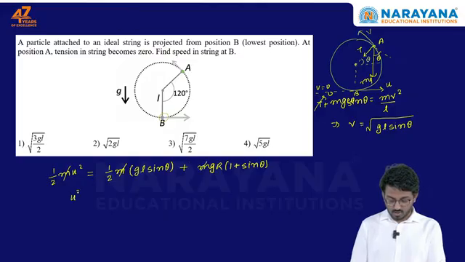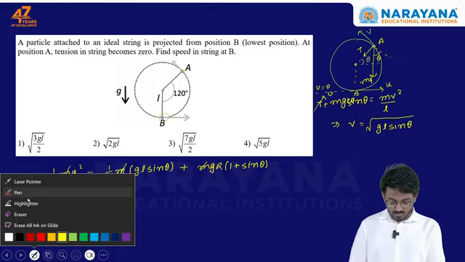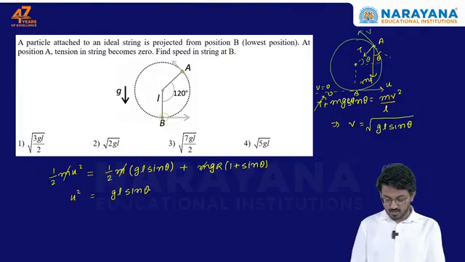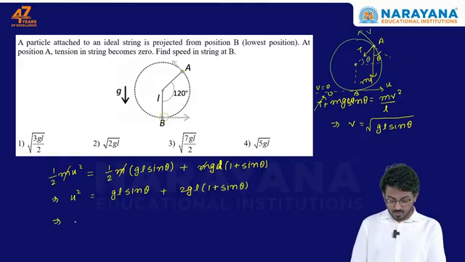We get u square is equal to gl sine theta plus 2gl (1 plus sine theta). Don't mind this, this is L only by habit. Okay. Now, u comes out to be, if you see it, square root of gl (2 plus 3 sine theta).